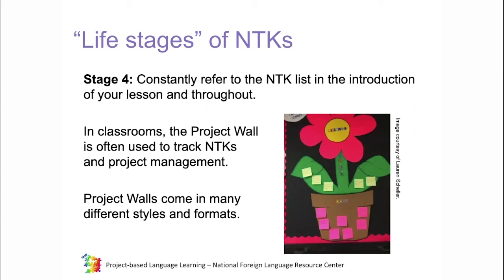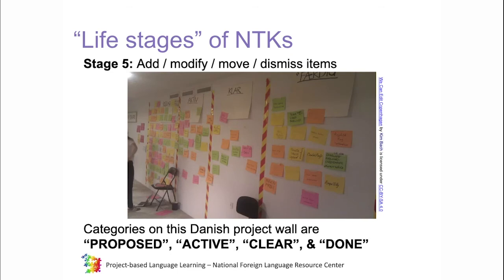In classrooms, the project wall is often used to track need-to-knows and project management. Project walls come in many different styles and formats. A project wall may incorporate all the project's need-to-knows, often with an indicator of each need-to-know's individual status. For example, here we see a project wall with the categories proposed, active, clear, and done. The final stage in the life of a need-to-know is being moved to the done category, and this often means that that skill has been assessed.